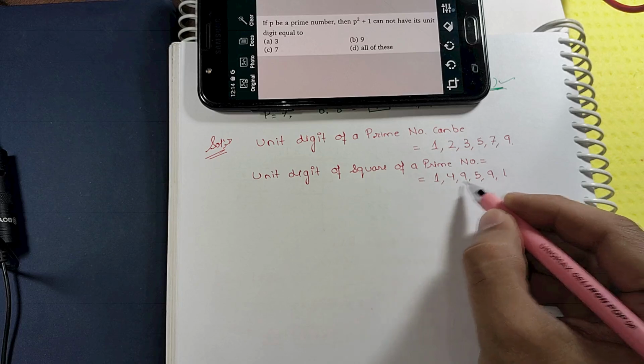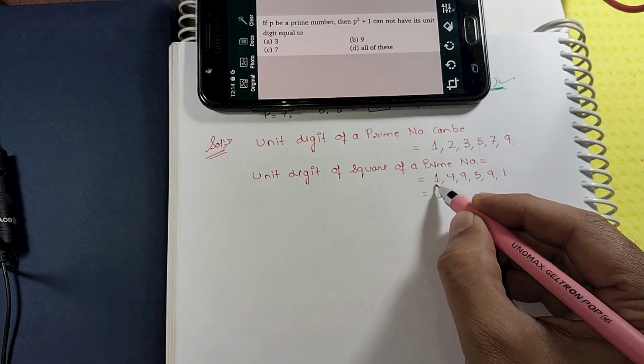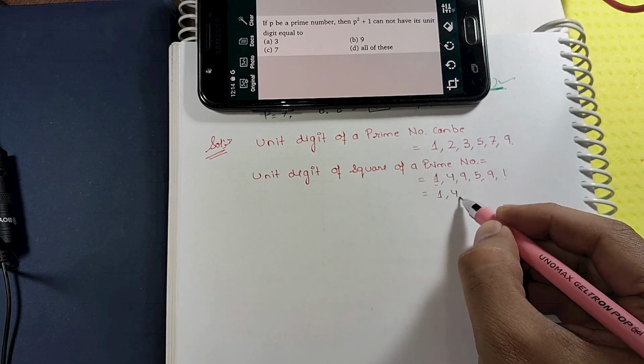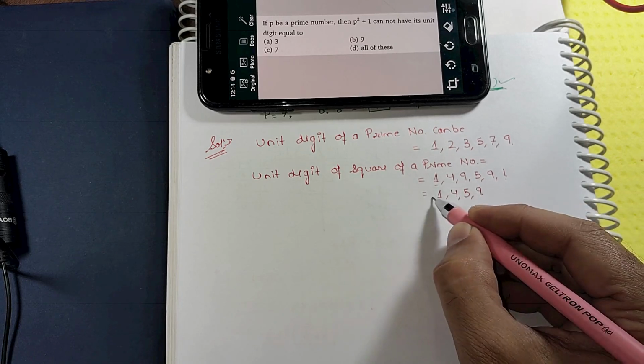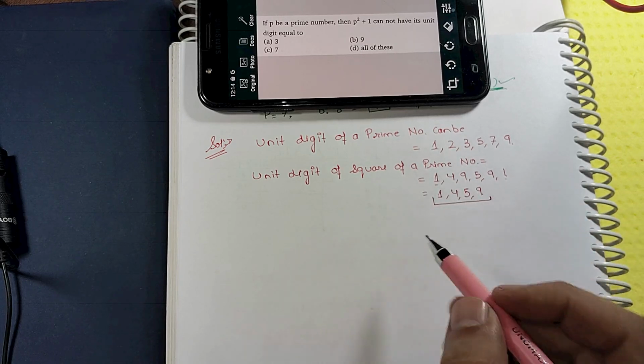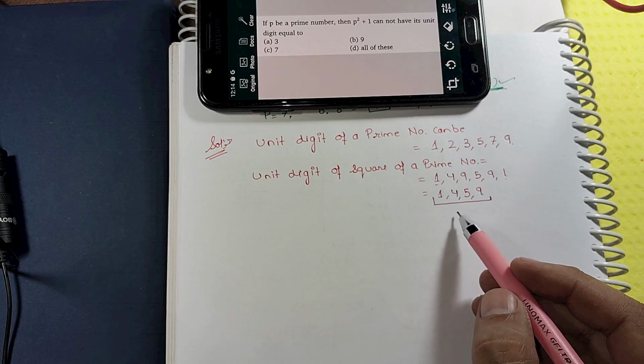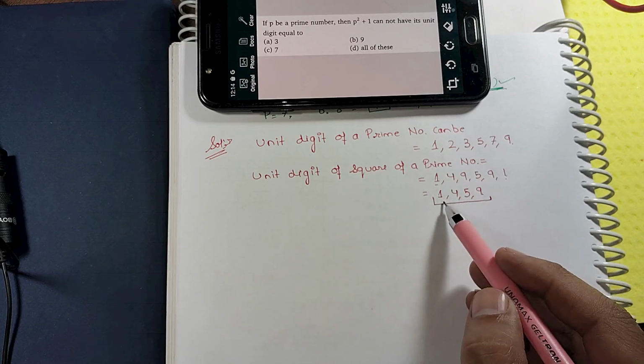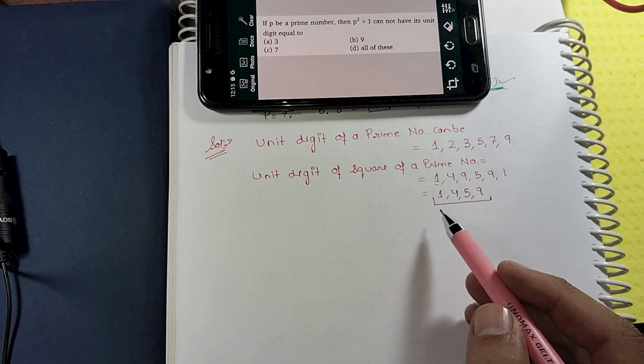So some are common over here, so I will write that 1, it is 2 times, 4, 5, 9. So you must also write this into your notes that the possible unit digit for square of a prime number will be 1, 4, 5 and 9.